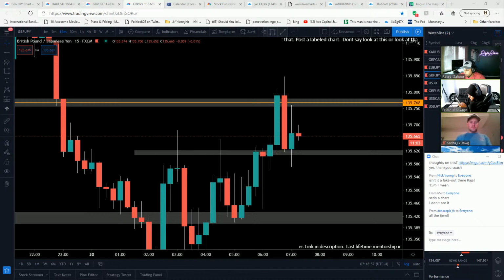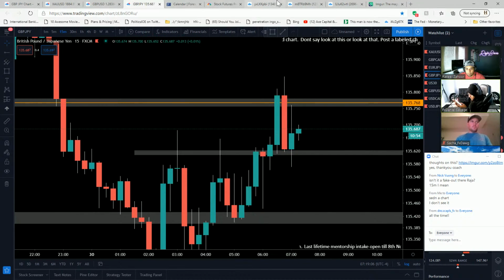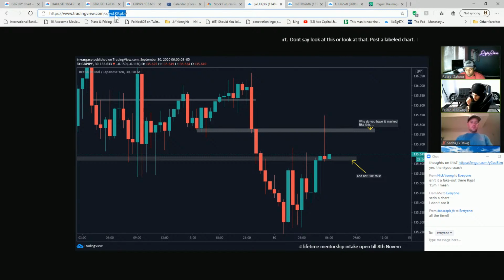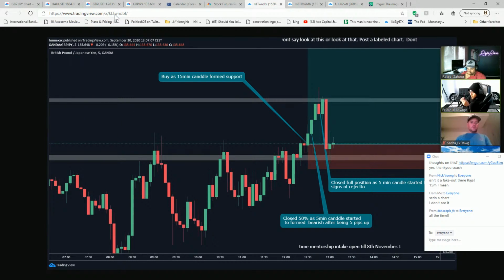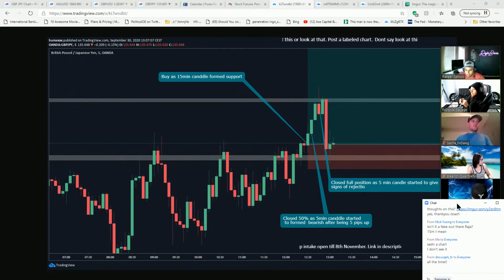Can you check if I managed risk well? I don't know if I just had to leave the position open and wait for the 10 pips without being scared. If you were scared in the market. Oh, okay, 15-minute closed full position as 5-minute candle started to give signs of rejection.